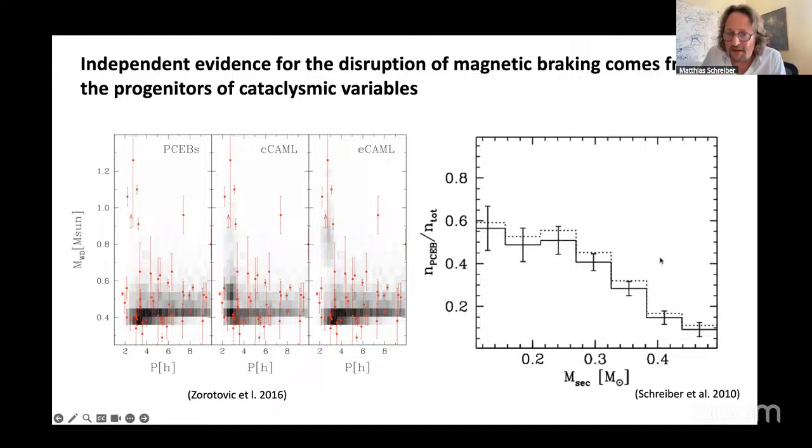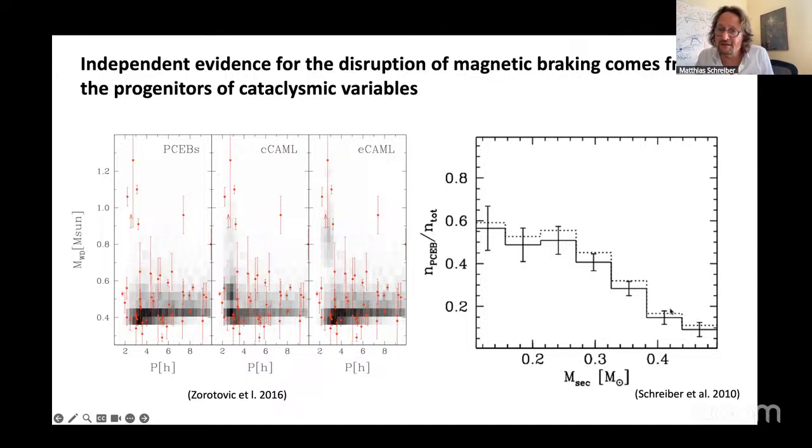This is the fraction of these detached systems as a function of all systems. All systems means all white dwarf main sequence binaries, which can be very separated or very close. And this is the fraction of the close ones. The fraction of the close ones is high if the companion star is fully convective, between 0.1 and 0.35 solar masses. So if it is fully convective, you see many of these close systems. If it's partially convective, you see a few.